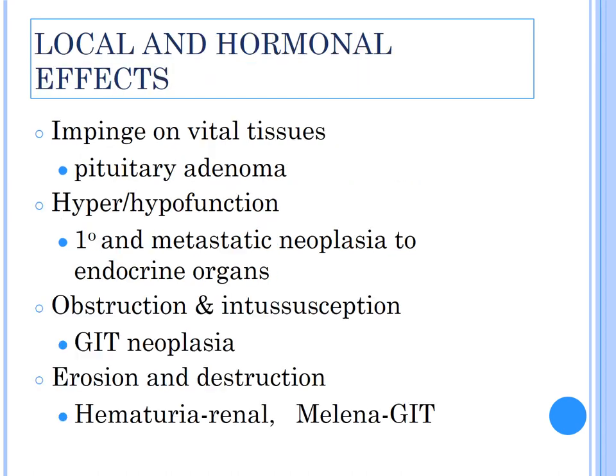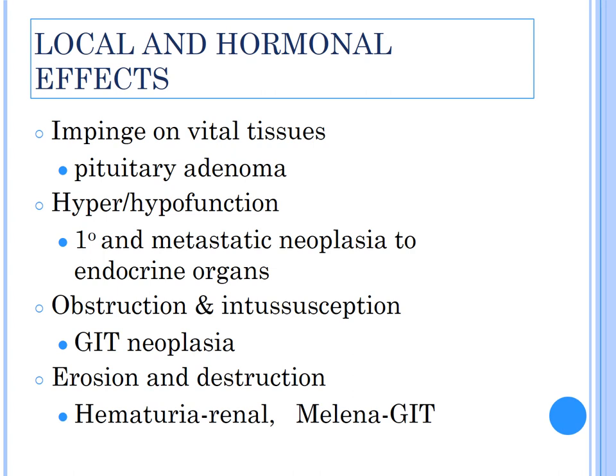You have the impingement on vital tissues, and especially in the brain, where you cannot afford to have an increasing mass, because any tumor there that's going to grow, whether it is very small or getting bigger, will produce what? Increased intracranial pressure. And there will be compression of the vital tissues around that tumor, like a pituitary adenoma, which is at the base of the brain.